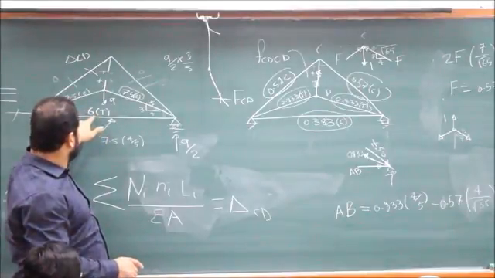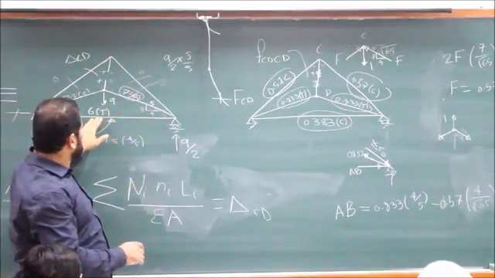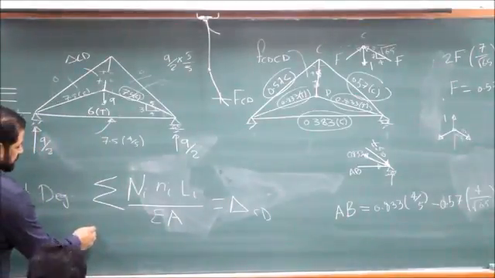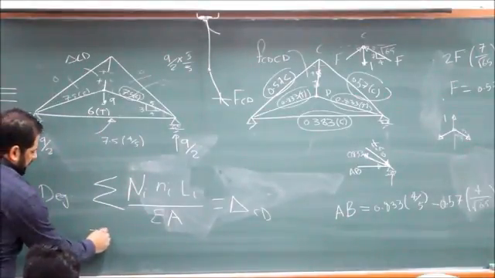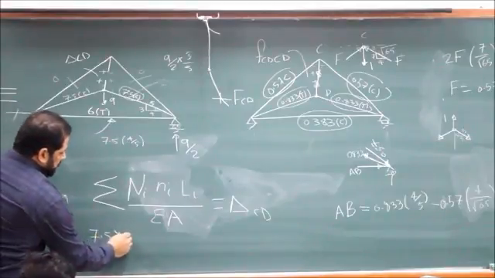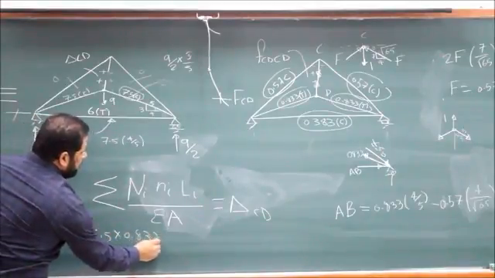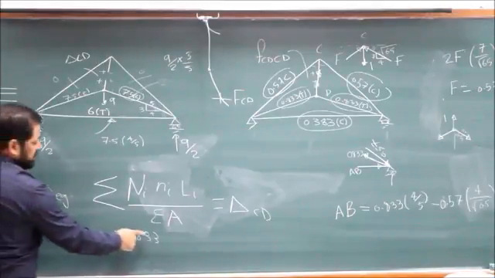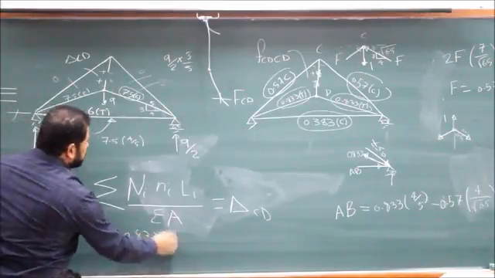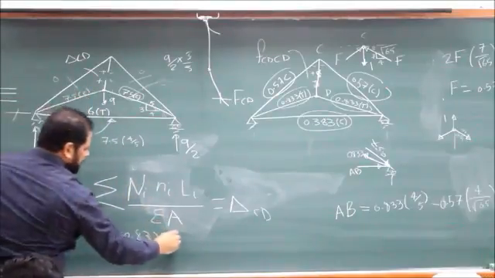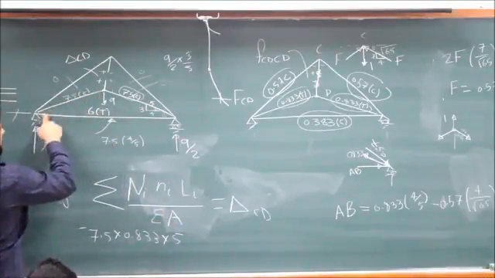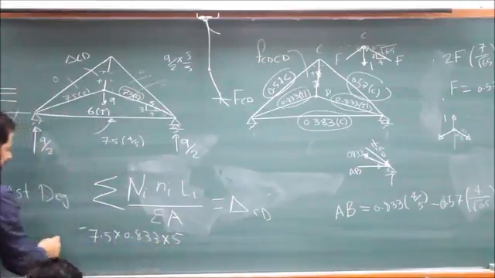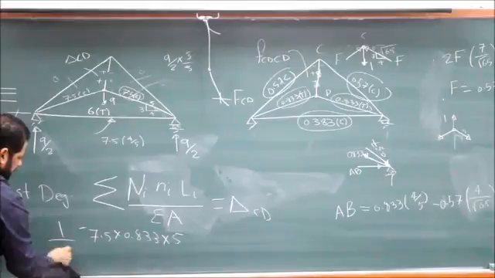But it means all minus. So let's do it. So equal 7.5 times 0.833. So this is negative. This is negative. Times 0.833 times what's the length? 5. The length is 5. Over EA is out. Keep EA out. 1 over EA. Factor.